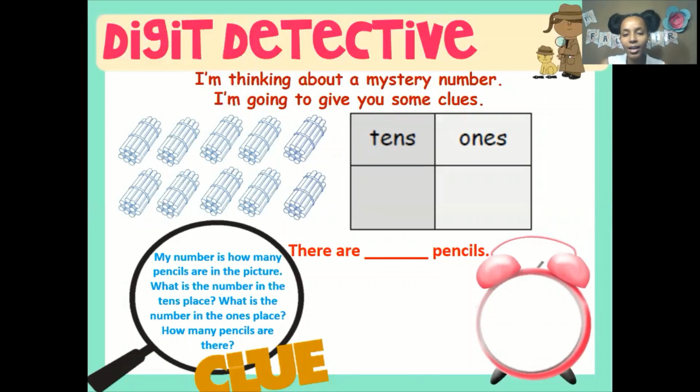Your time is up. Let's check. How many pencils do you see? How many tens are there? Right, there are 10 tens. And how many ones do you see? There are 0 ones. And what is our number? 100. So there are 100 pencils. Wow, that's a lot of pencils.